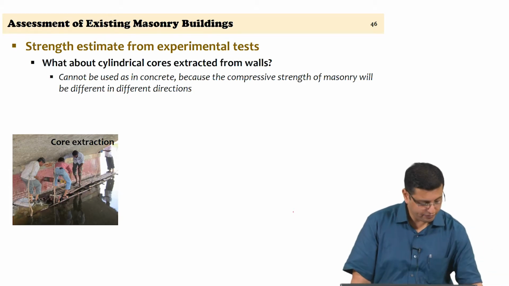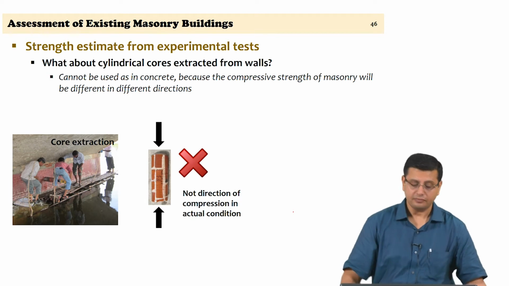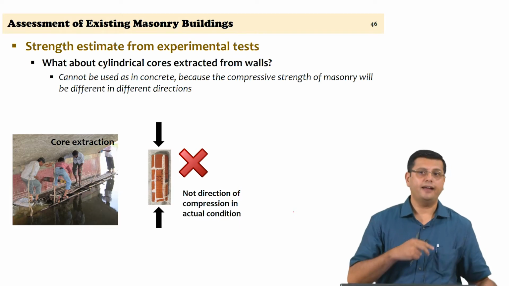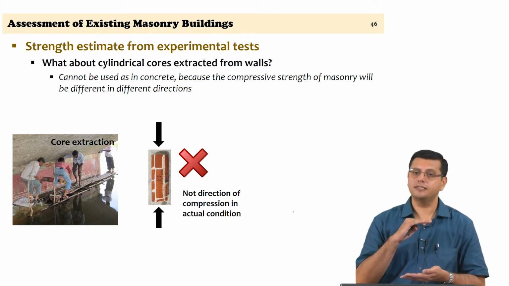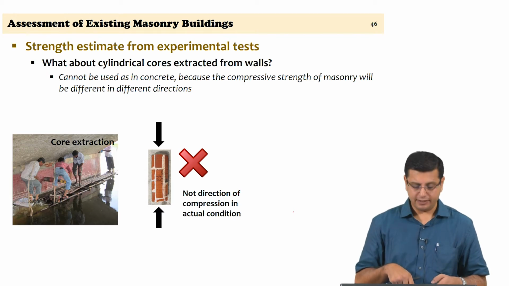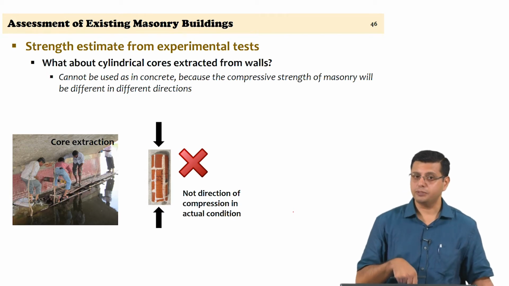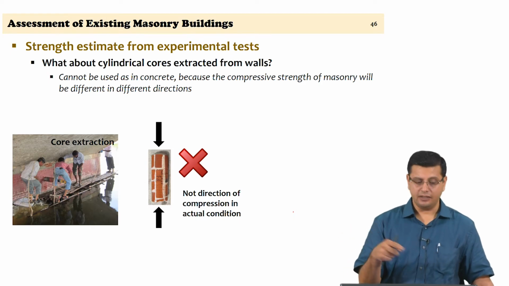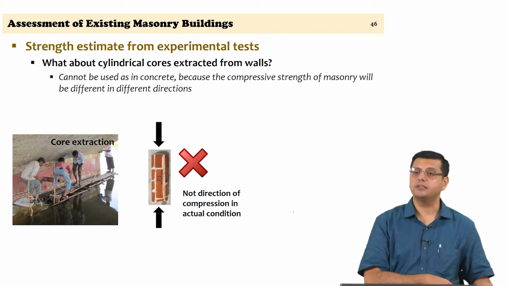So, if one were to look at extracting this core, taking it to a laboratory and then conducting a compression test on the cylinder extracted, then you would realize that the direction of loading with respect to the bed joints is 90 degrees different to what the actual structure is subjected to. You would agree with me?